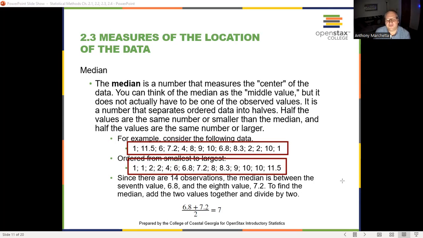Okay, since there are 14 observations, the median will be somewhere between the seventh value and eighth value. That means between 6.8 and 7.2. Let me highlight those separately, right? Take the average of them, and boom, there you go, 7. That's the answer. All right, so I hope that makes sense. That's how you find the median.